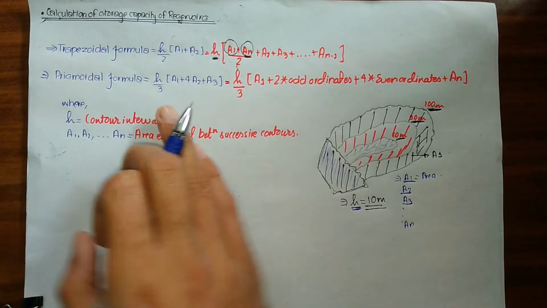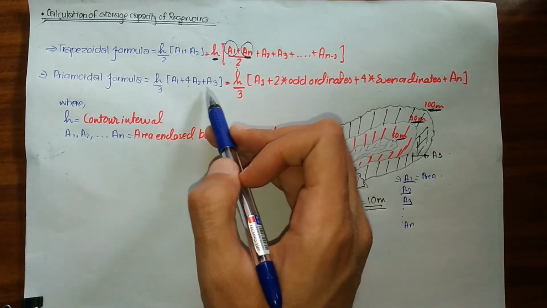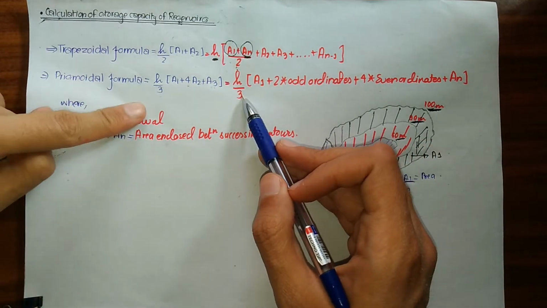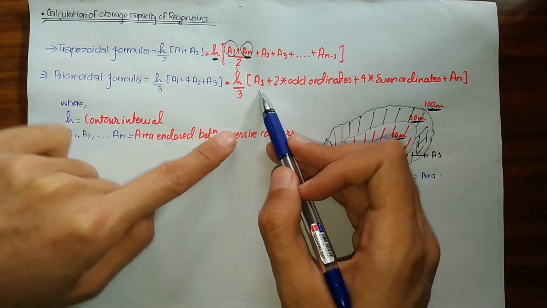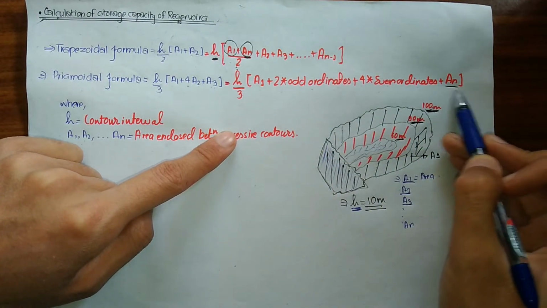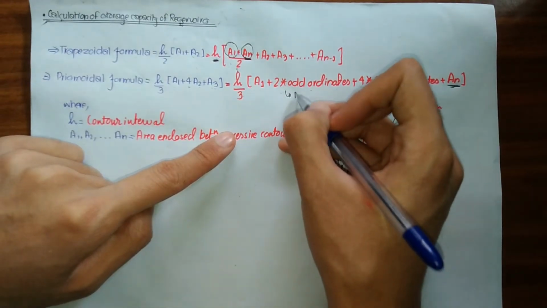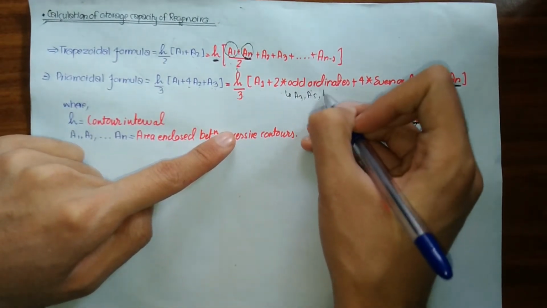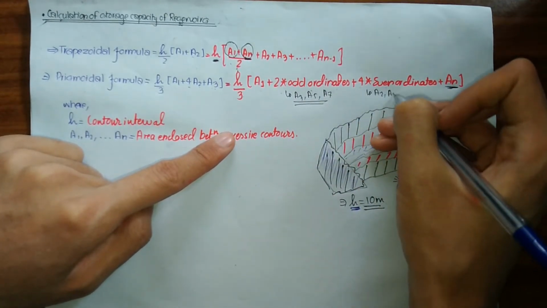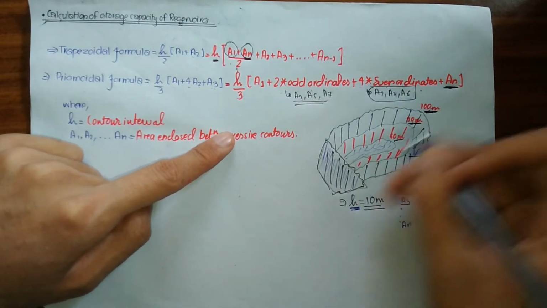My prismoidal formula, if I have three areas, will be simply equal to h by 3 times (A1 plus 4 A2 plus A3). If I write this in general form, it is h by 3 times [A1 plus 2 into odd ordinates plus 4 into even ordinates plus An], where An is my last area. Odd ordinates refers to A3, A5, A7, and even ordinates are A2, A4, A6.